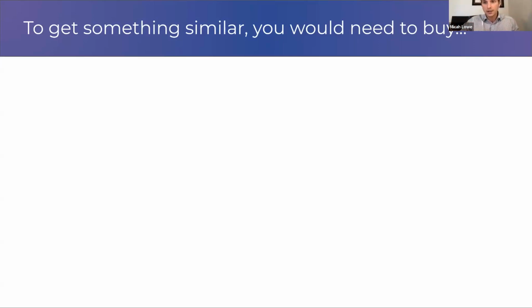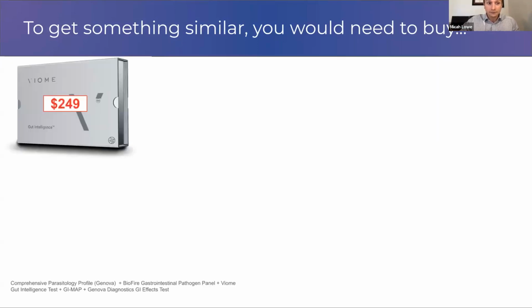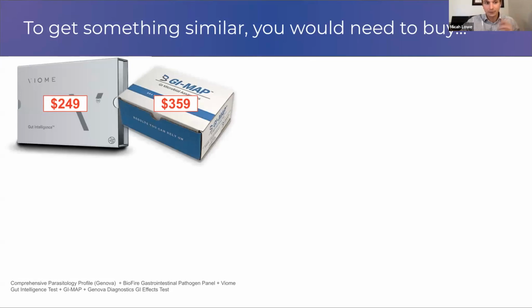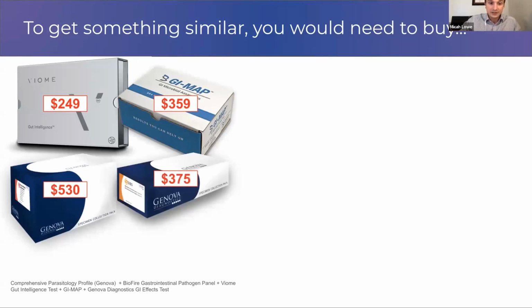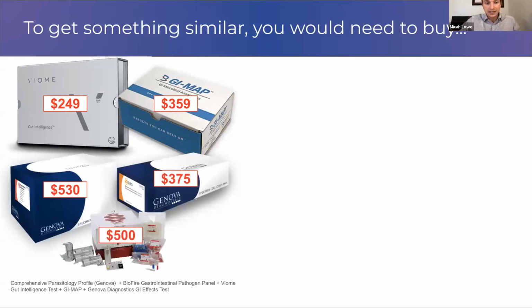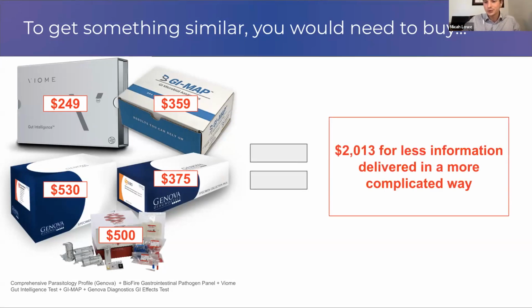So does anybody know how much you would have to go through to get a similar amount of data? Well, you would have to get the Viome test, the GI map test, Viome at 249, GI map at 359, Genova Diagnostics parasitology profile, Genova Diagnostics GI effects profile, and then you would have to get a BioFire gastrointestinal pathogen panel on top of that. So what is the total? And that's just to get to the data and not even all of it. The total that you would spend to get that is over $2,000 for less information delivered in a more complicated way.